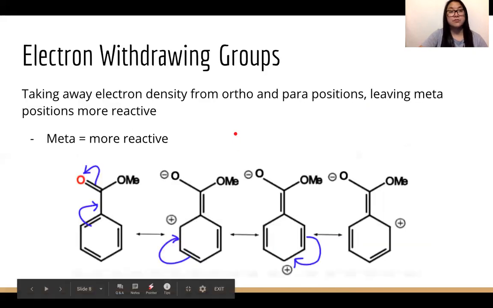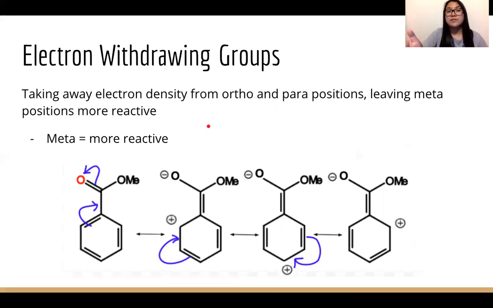Now we have electron withdrawing groups. These take away electron density from the ortho and para positions. So by default, this leaves the meta positions more reactive because the meta positions are not being touched. So let's look at an example.